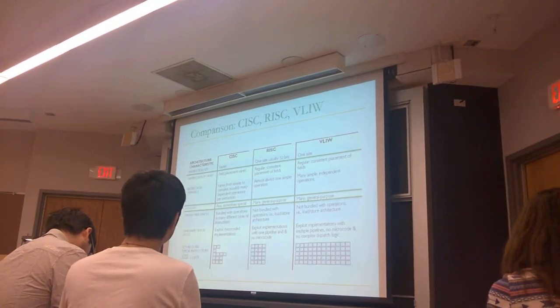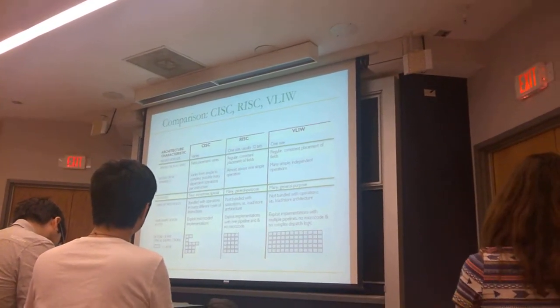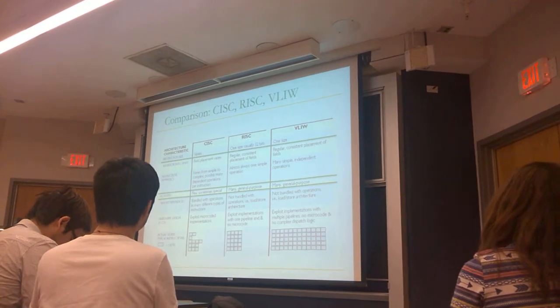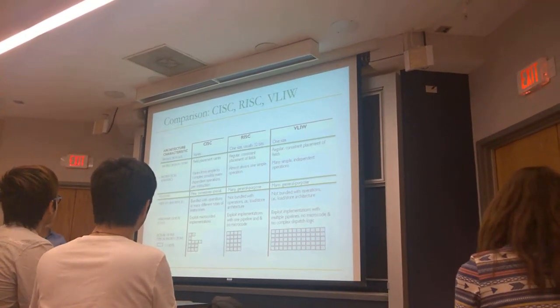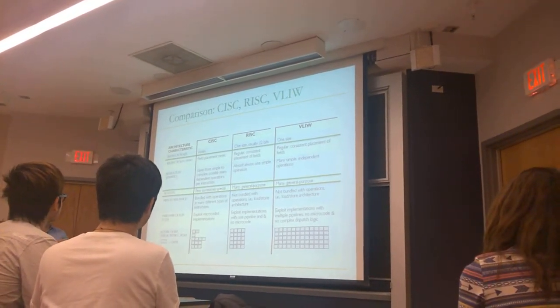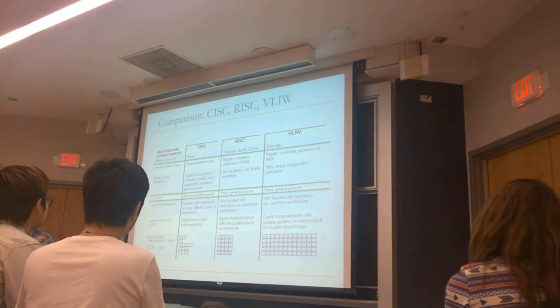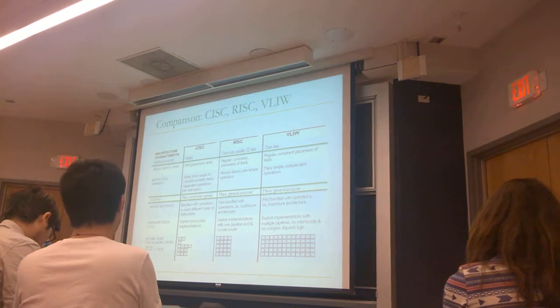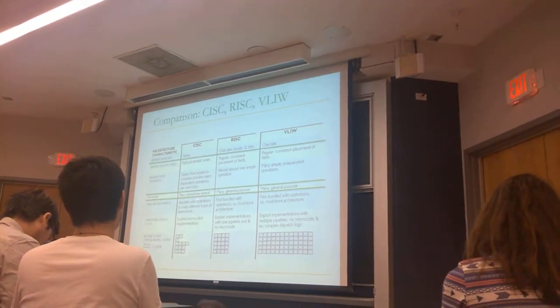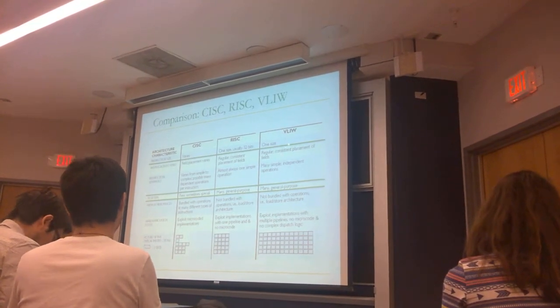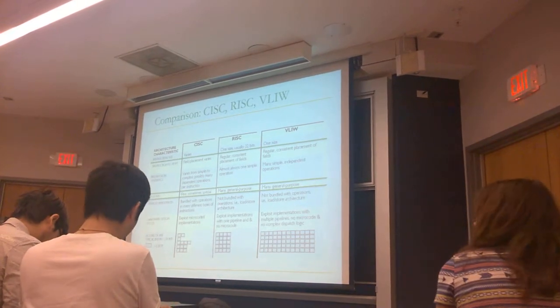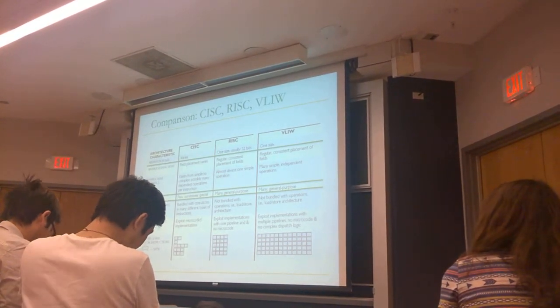Here is a comparison between the CISC, RISC, and VLIW. One significant aspect we should pay attention to is the register. The CISC has a few, more specific registers. The RISC and VLIW will have many general purpose registers.